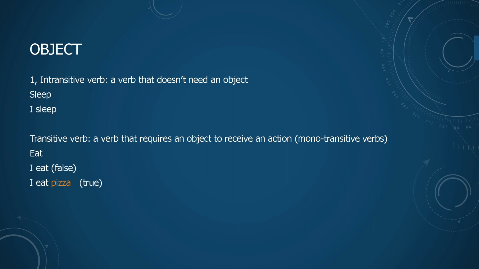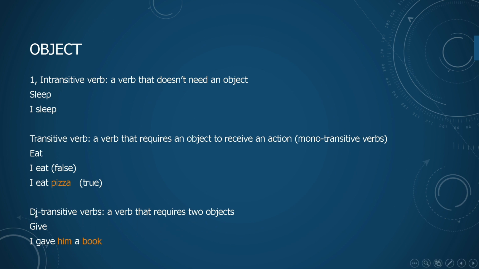And then we have ditransitive verbs. Di is a prefix that refers to two things. So a ditransitive verb is a verb that requires two objects, like the example of give. I gave him. Is it meaningful? Of course not. What did you give him? So we need two objects here. We need the direct and indirect object. In the next slide, I will be talking about the types of objects and their characteristics of course.